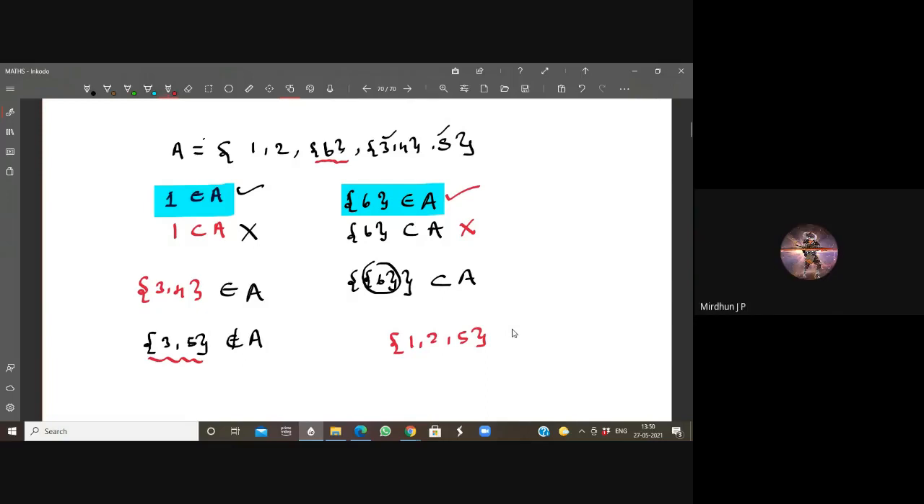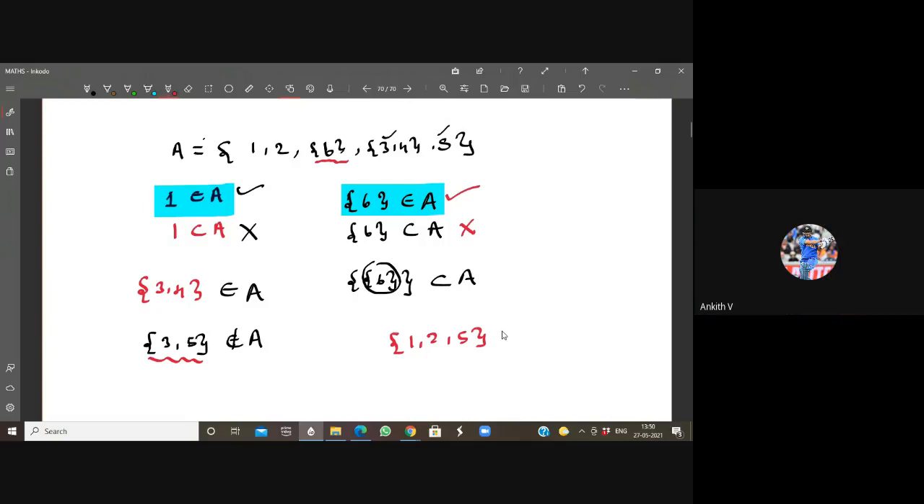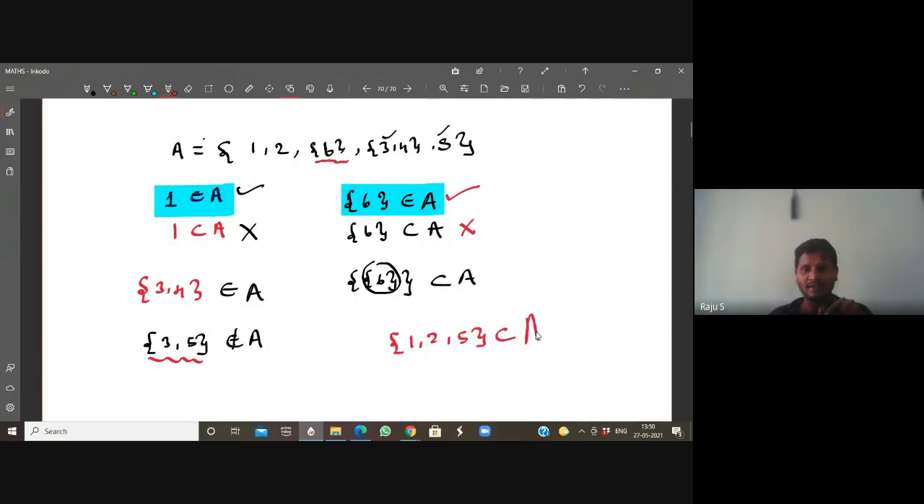Sir, it is a subset. Belongs to, subset. Yes, see, subset 1 of A, 2, sir. Exactly. So 1 to 5 are the elements, so subset. Okay, so if it is an element, you can use belongs to. If it is a subset, then you can use this symbol.